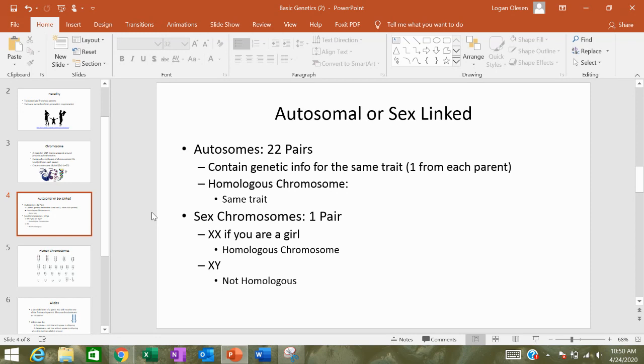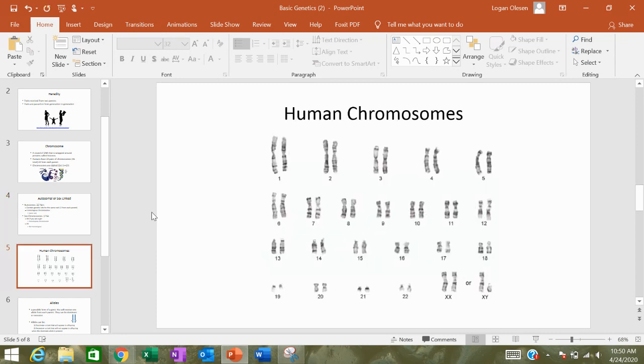The other 22 pairs contain your other genetic information. They're considered autosomal, and they look something like this. Your first 22 are all autosomal, and then your last pair, this 23rd pair, is either XX or XY, just saying whether you're a girl or a boy.